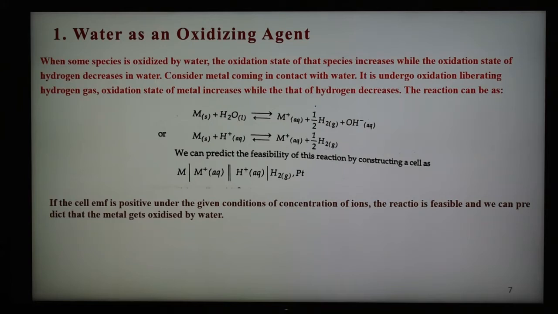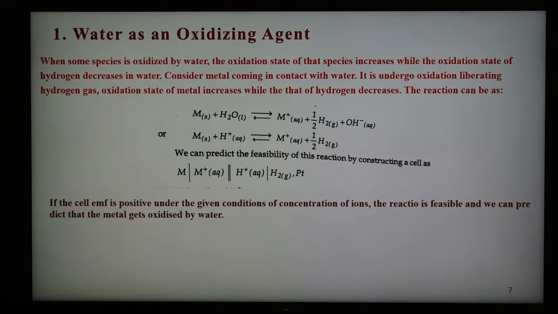In many reactions, water is used as a solvent and water acts as an oxidizing agent. In some cases the species is oxidized by water, and the oxidation state of that species increases while the oxidation state of hydrogen in water decreases. Consider a metal coming in contact with water. If it undergoes oxidation, liberating hydrogen gas, the oxidation state of the metal increases while that of hydrogen decreases. The reaction can be shown here.